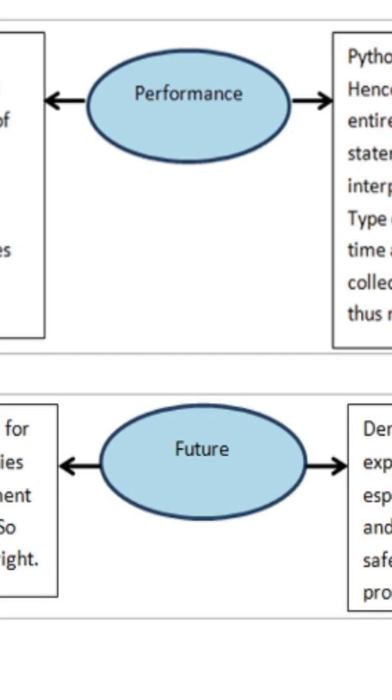Python is an interpreted language, hence contrary to compiling the entire program, each program statement is taken one at a time for interpretation, slowing the program. Type checking is also done at runtime and identifying the objects from a collection takes up a lot of memory, thus reducing the performance.